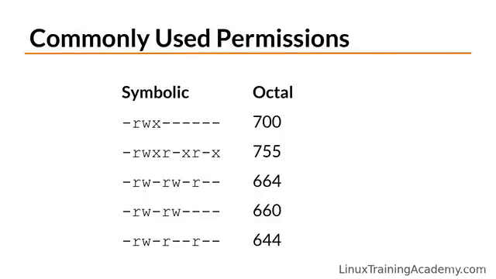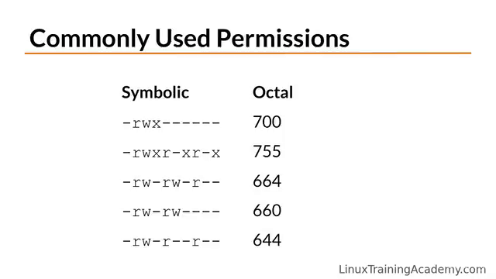Here are the most commonly used permissions. So 700 ensures that a file can be read, edited, and executed by the owner, and no one else on the system will have access to that file. The 755 permission allows everyone on the system to execute the file, but only the user or the owner of the file can edit that file. 664 allows a group of people to modify the file and let others read it. And 660 allows a group of people to modify the file and not let others read it.